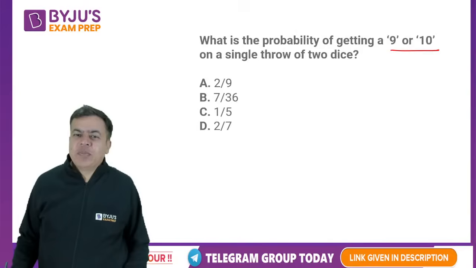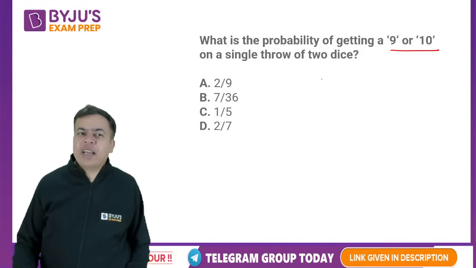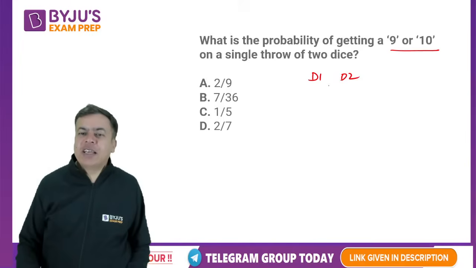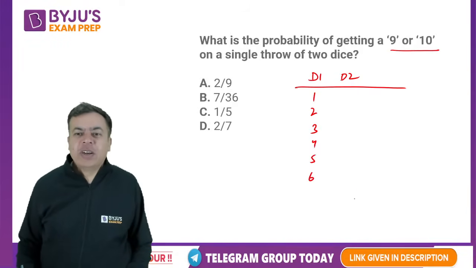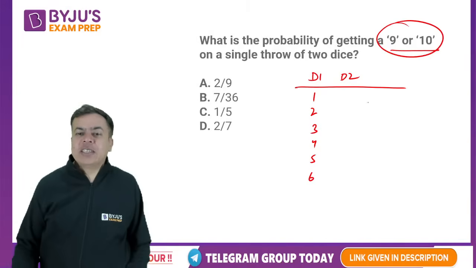Okay, so B, single throw of 2 dice means dice 1, dice 2. Any question like this you can do like this: dice 1 can have 1, 2, 3, 4, 5, 6. You can have this possibility only. If you want 9 or 10, what is the favorable case? For 1, there is no favorable case. For 2, there is no favorable case.